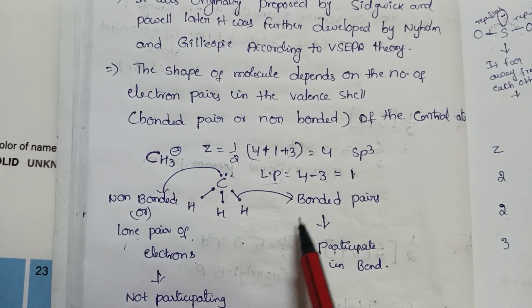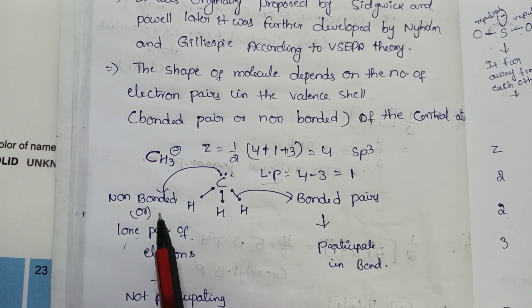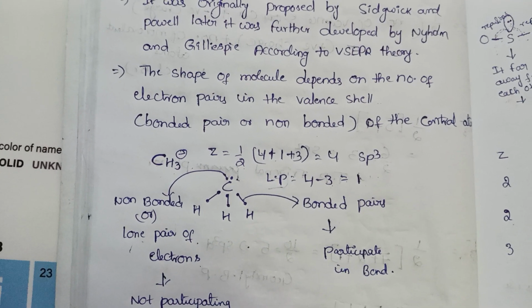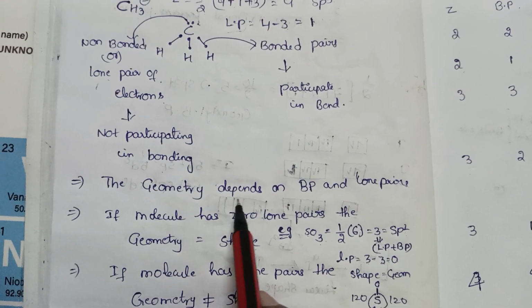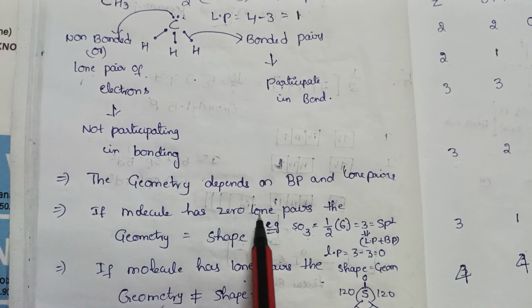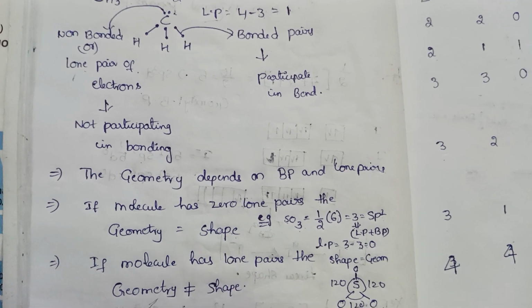Bond pairs are those which participate in the chemical bond. These are the non-bonded or lone pairs of electrons, not participating in a chemical bond. The geometry depends on bond pairs and lone pairs. If the molecule has 0 lone pairs, the geometry equals the shape.